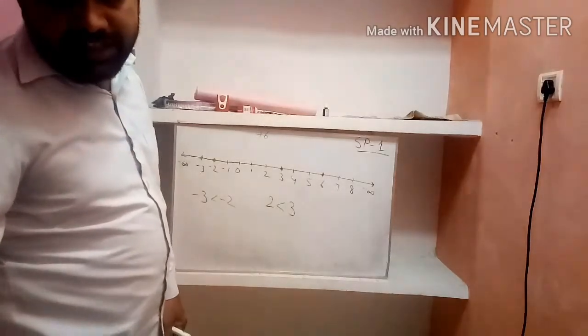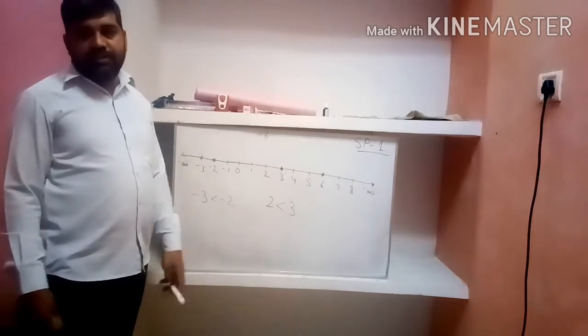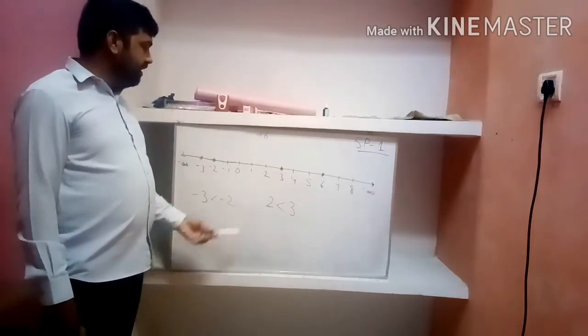So which is the greatest negative integer? The greatest negative integer is -1. Which is the least positive integer? The least positive integer is 1.